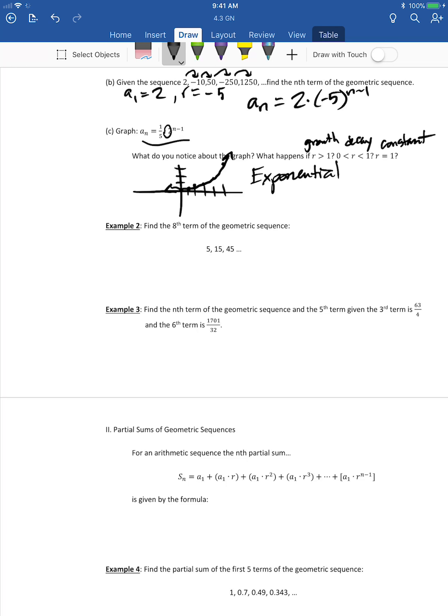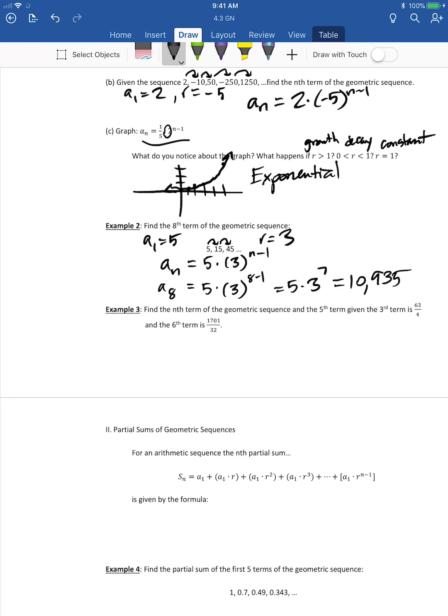Find the 8th term of the geometric sequence, looking at example 2. A1 is 5. I'm multiplying each term by 3 to get the next term, so r equals 3. That means a sub n is 5 times 3 to the n minus 1 power. So the 8th term, a sub 8, is 5 times 3 to the 8 minus 1 power, 5 times 3 to the 7th power, which is 10,935. That's all there is to these kinds of questions.